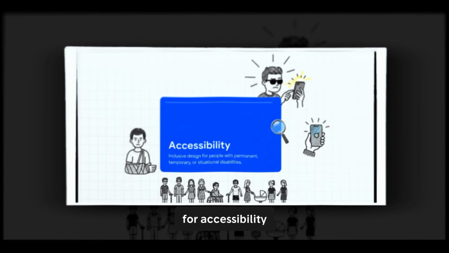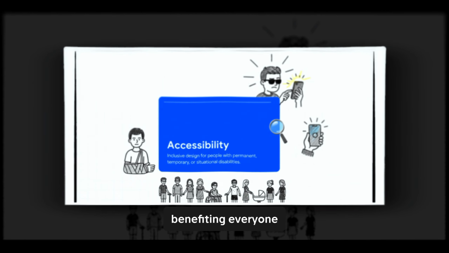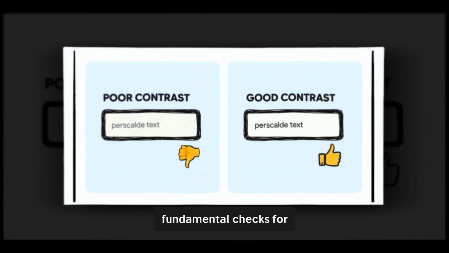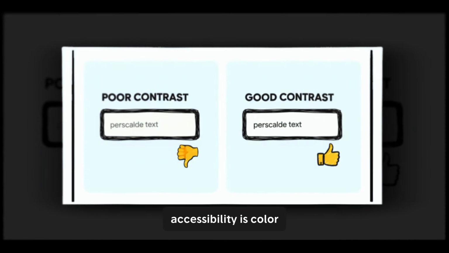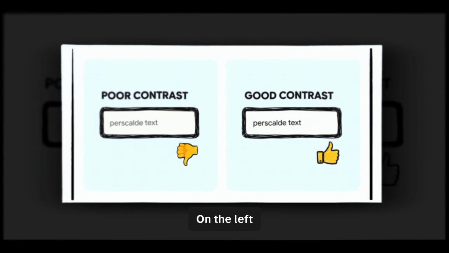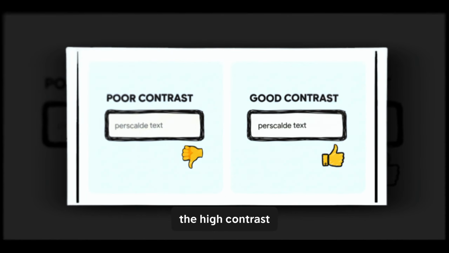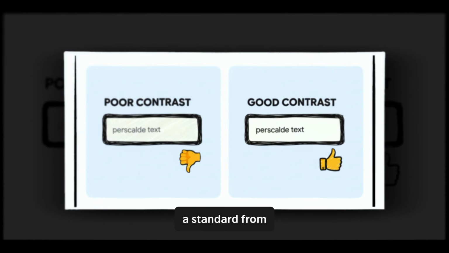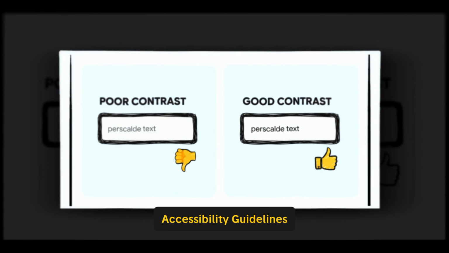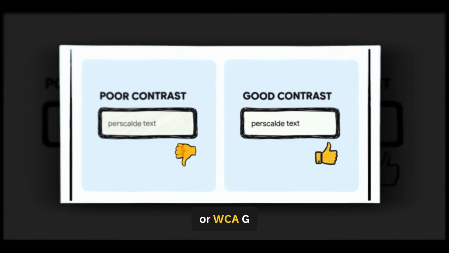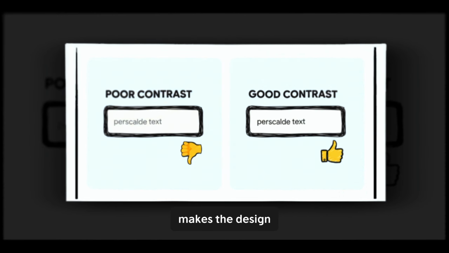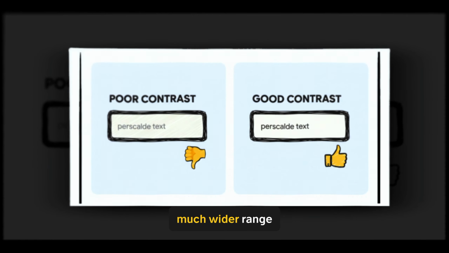When you design for accessibility, you end up benefiting everyone. One of the most basic, fundamental checks for accessibility is color contrast. On the left, that text is really tough to read against the background. On the right, the high contrast passes the AA standard from the Web Content Accessibility Guidelines, or WCAG. That simple difference makes the design usable for a much wider range of people.